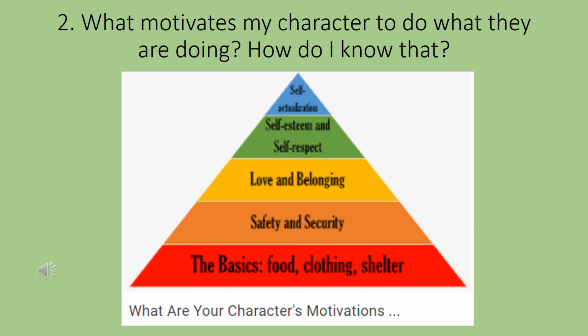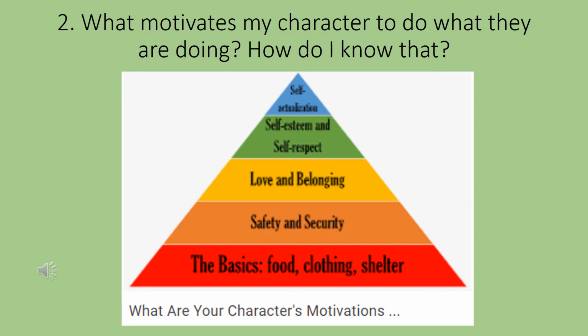Love and belonging. In this category, does our character feel loved? Do they feel like they belong? This is where you might start questioning. So we'll come back to love and belonging. Self-esteem and self-respect. Do we see that Grace has self-esteem and self-respect? Yes, but in some cases, this might get a little shaky for Grace. We'll come back to that one as well.